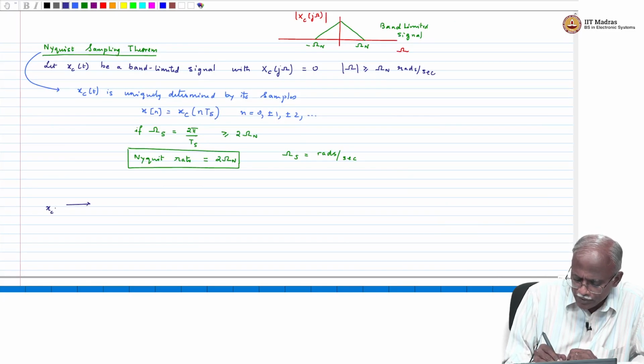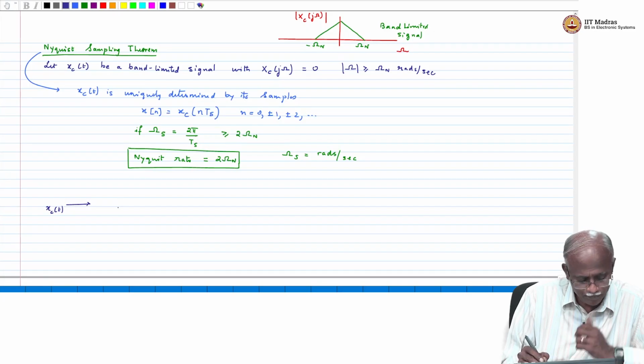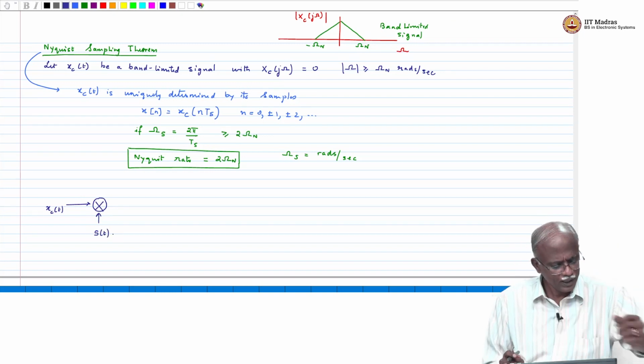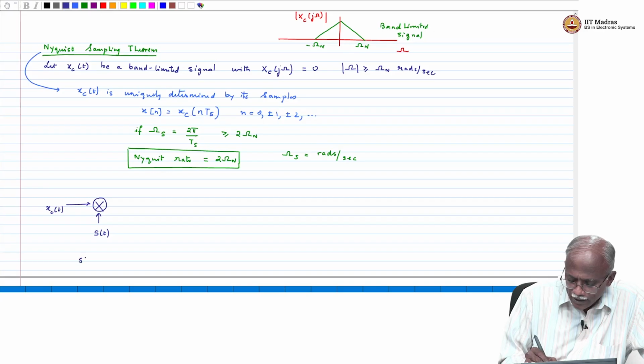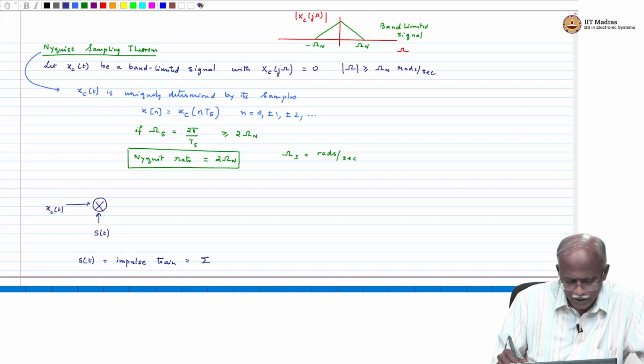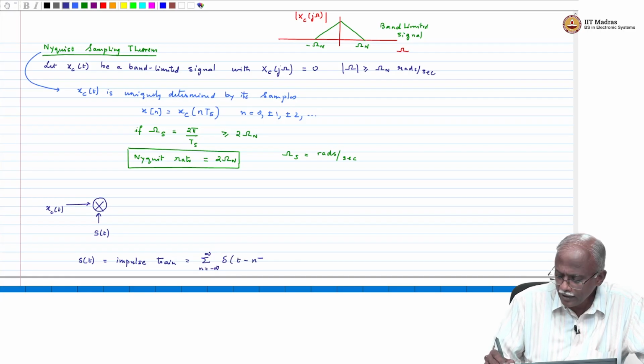I have a continuous time signal xc of t, it is a band limited signal. I am going to multiply this one with another signal s of t. Now, s of t is an impulse train, a train of Dirac impulses or Dirac delta functions. And so this is summation n equal to minus infinity to infinity delta of t minus nTs.